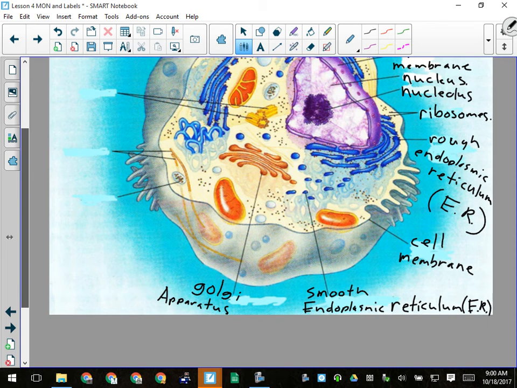Moving along here, we've got this little bubble that has stuff in it. So this is the lysosome.